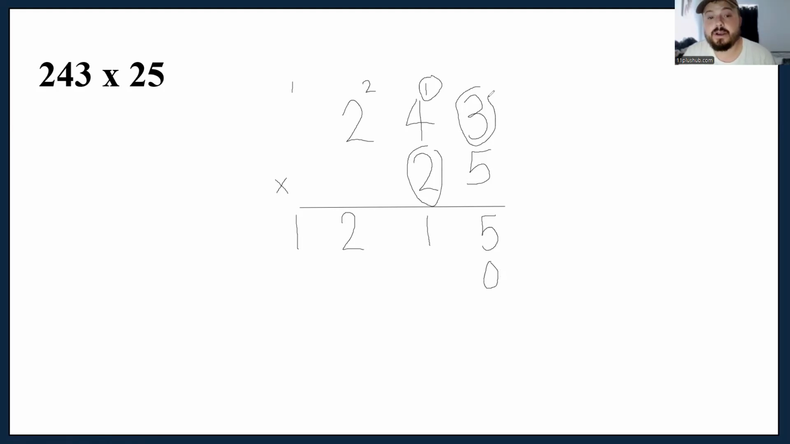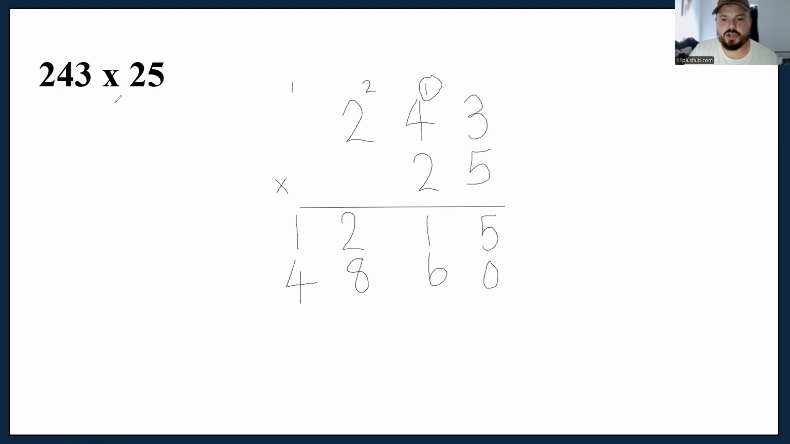Now you'll be relieved to know that everything goes back to the way it was. So we're going to get the number 2 and multiply it by 3. 2 times 3 is 6. Put it in the next available column. 2 times 4 is 8. Put that in the next available column. And 2 times 2 is 4. Put that in the next available column.